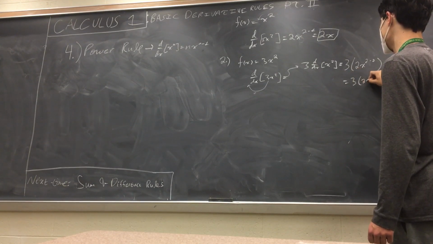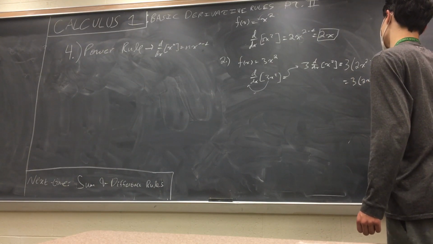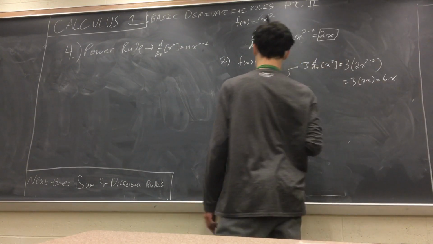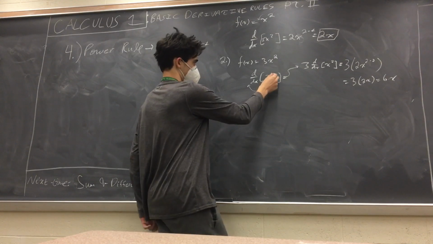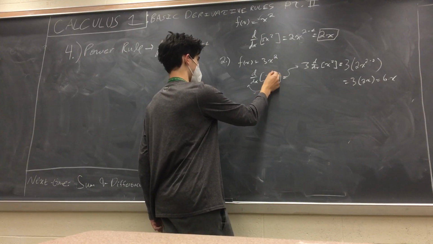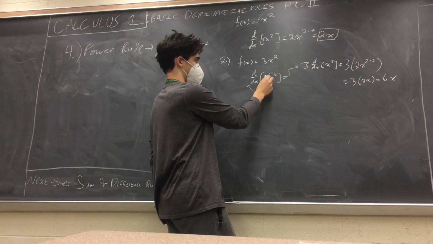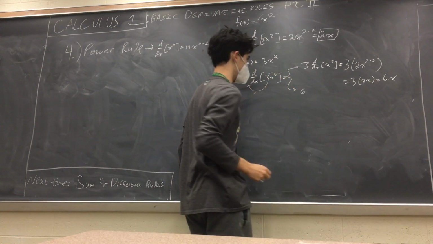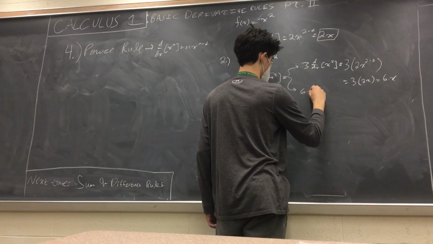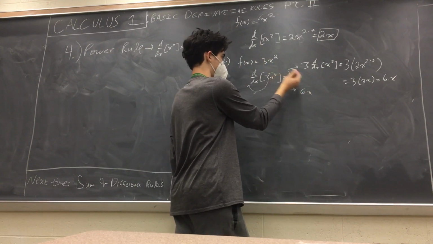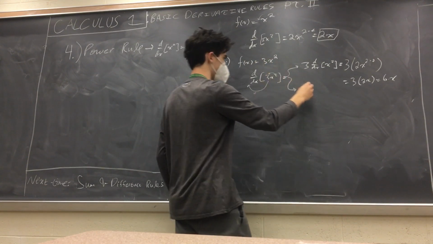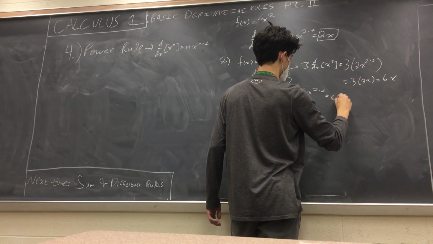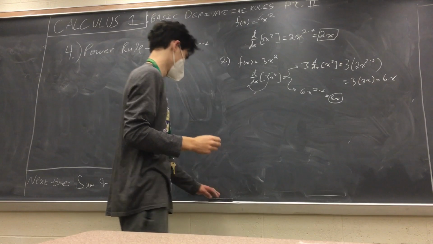which is equal to 3 times 2x, which is equal to 6x. The other way is you could just multiply the coefficient by the exponent. So in this case, you multiply 3 by 2 to get 6, and then x to the n minus 1. In this case, n is 2, so 2 minus 1, which is equal to 6x.